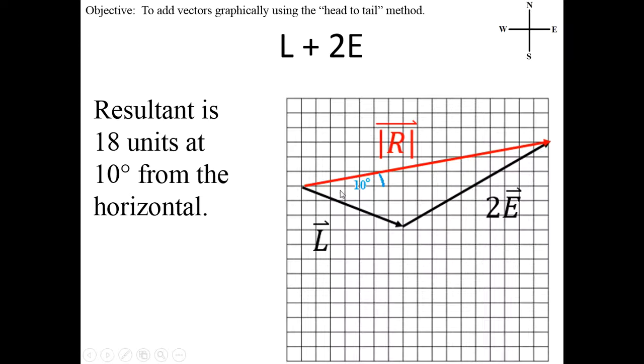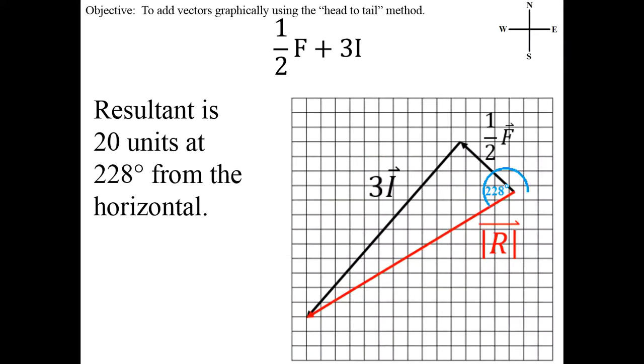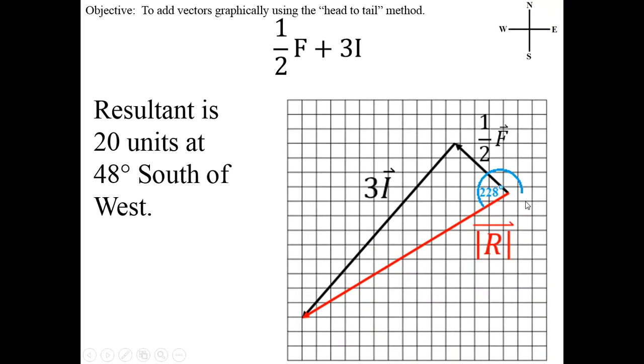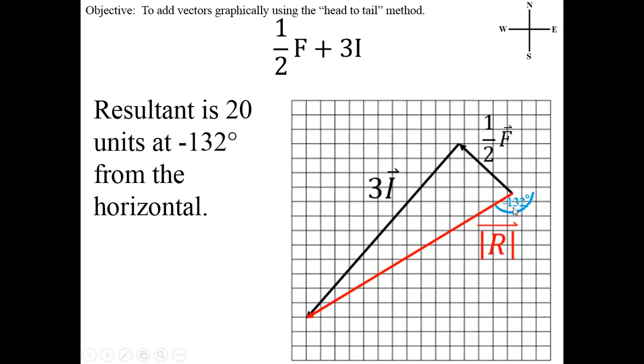The next one is 18 units at 10 degrees from the horizontal. Or we can say that it's 10 degrees north of east. For the next one, we've got an angle that's going to start from here, going up to 90, 180, and down to 228, with 20 units as my magnitude from the horizontal. Or you can say that it's 48 degrees south of west.